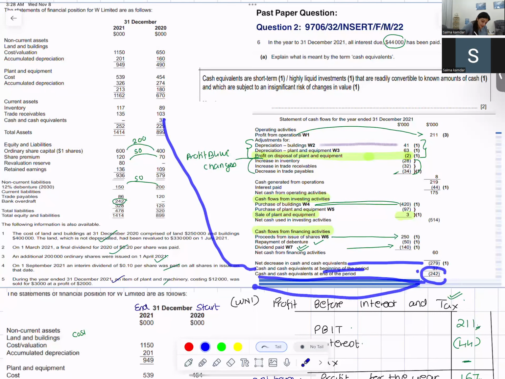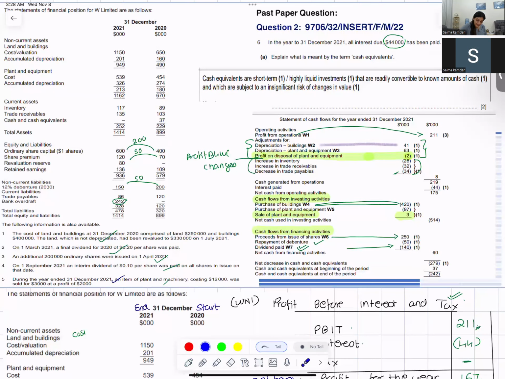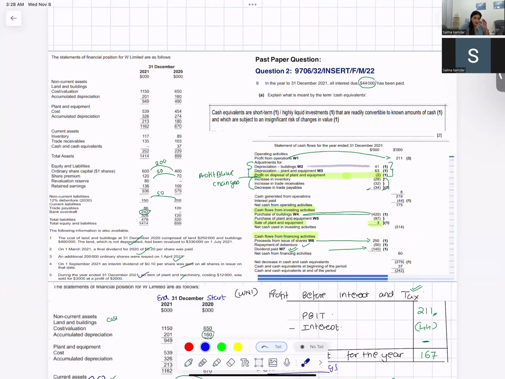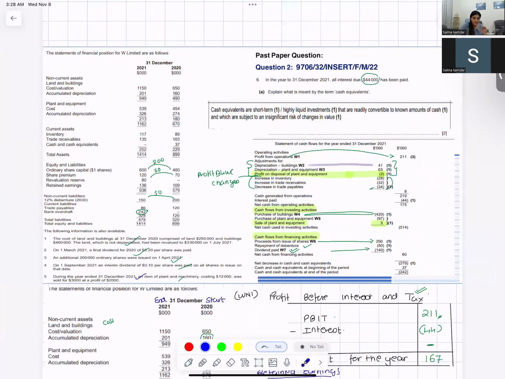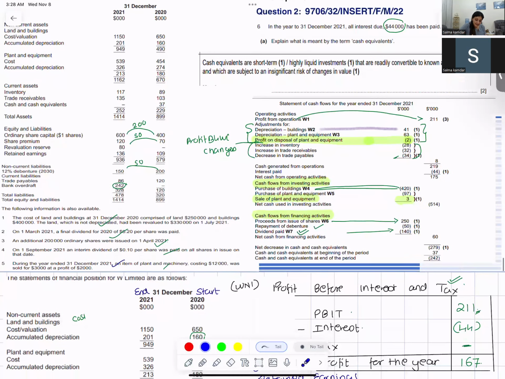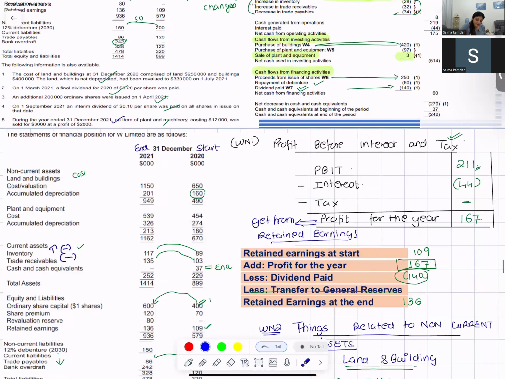That means it was a bank overdraft. You will check over here. If this is the same, that means your sum is correct. So this is how you prepare your cash flow statements. You can pause the video, do it step by step, and go back again if you're getting stuck. Let's go to the next part of it.